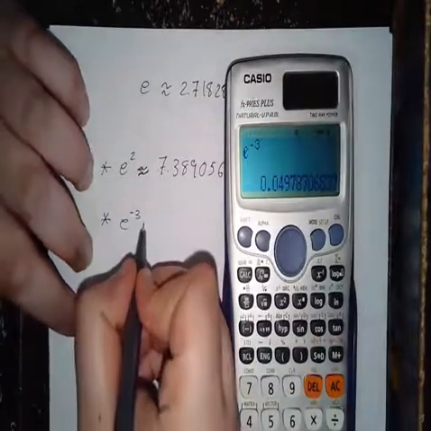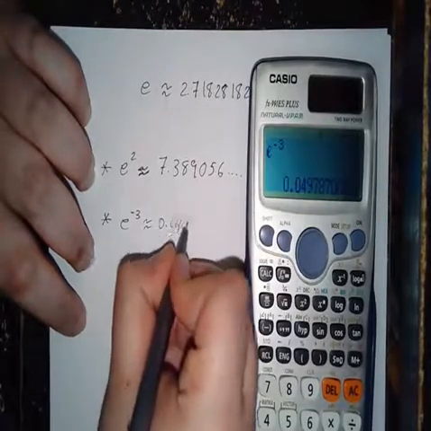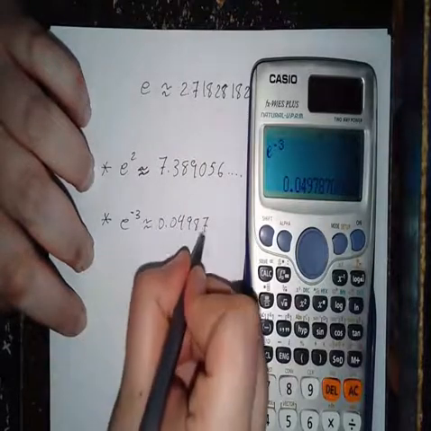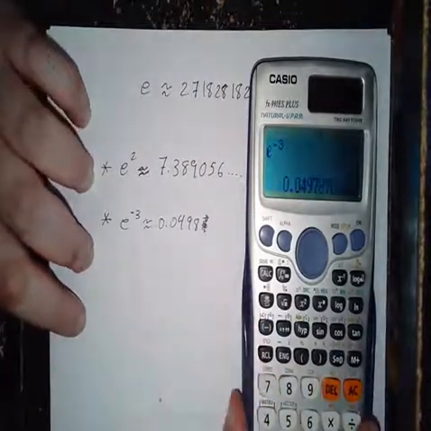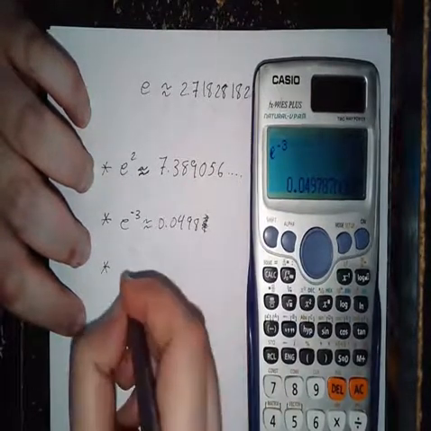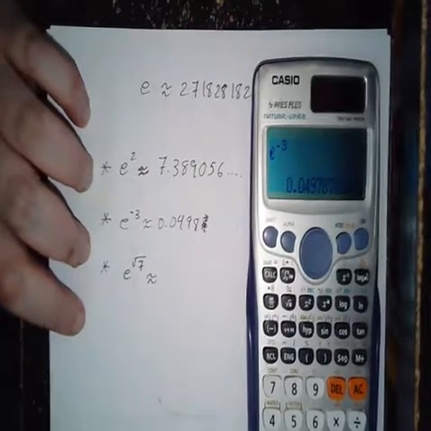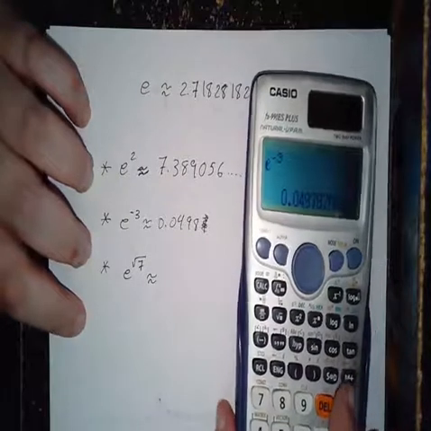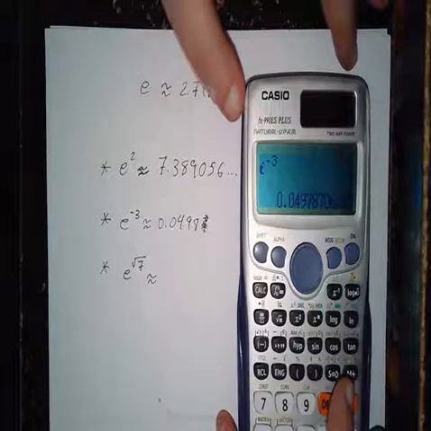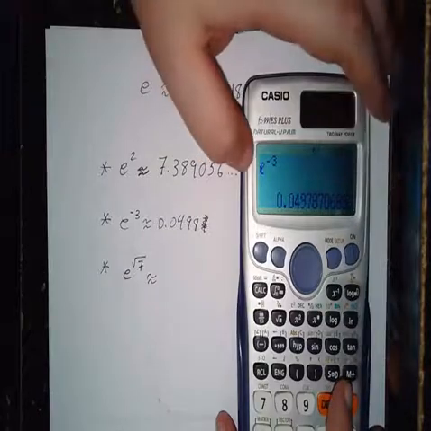So I'm gonna type that. I'm gonna write that. So 0.04987. Actually, let's just round it. How about e to the root of 7 power? How about this one? I'm gonna give you a few minutes to do it, but I'm pausing for a few seconds because you can pause the video.